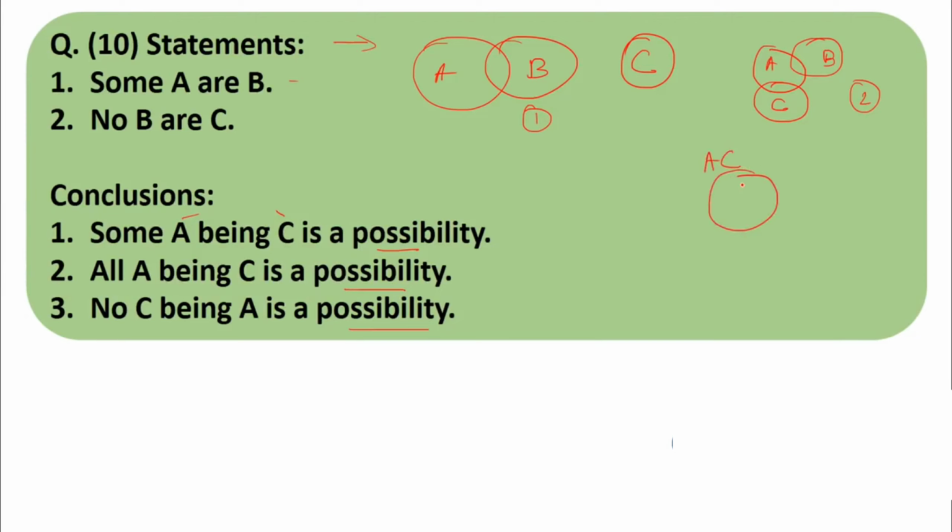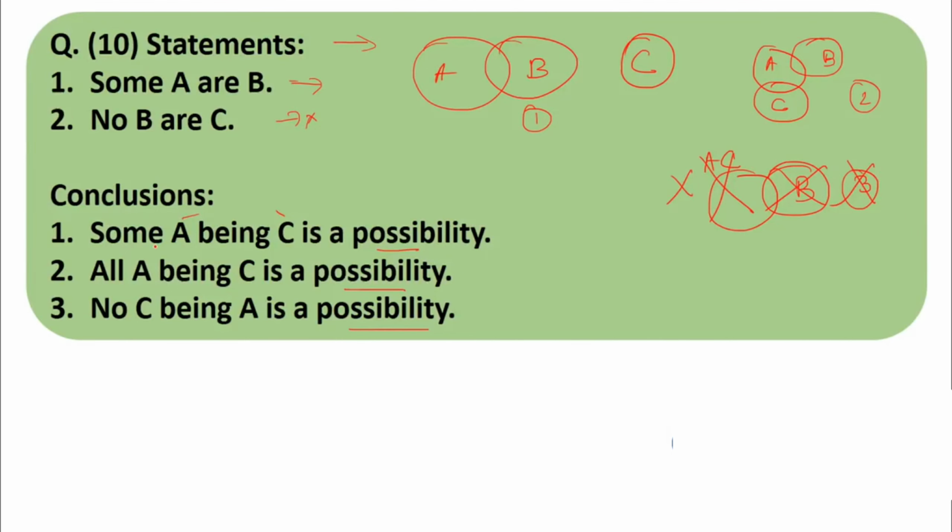Now the first sentence is some A are B. This is drawn. Now no B are C, but A and C overlap with each other. So if B is connected to A, B also overlaps with C. So this scenario is not possible. This is not the correct Venn diagram. Do not consider this diagram because these statements don't get satisfied. So there are only two possible situations.